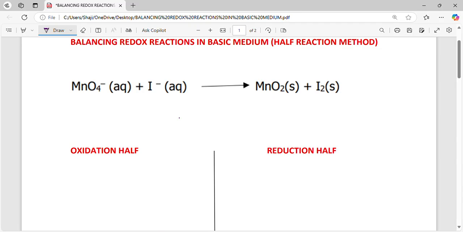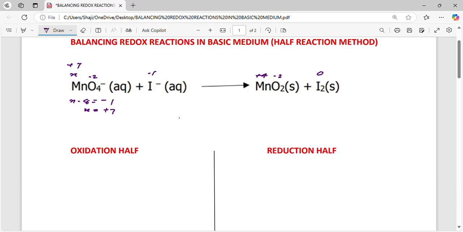So first of all, we'll write the oxidation state of all the elements. As we know, oxygen is -2. When you solve for manganese, x minus 8 is equal to -1, so x is equal to +7. This is the normal basic method of finding oxidation state. Here iodine is in -1 oxidation state, but on the right side it is in 0 oxidation state. Here oxygen is -2, so to neutralize that, manganese is in +4 oxidation state. So this is the basic method to find the oxidation state.